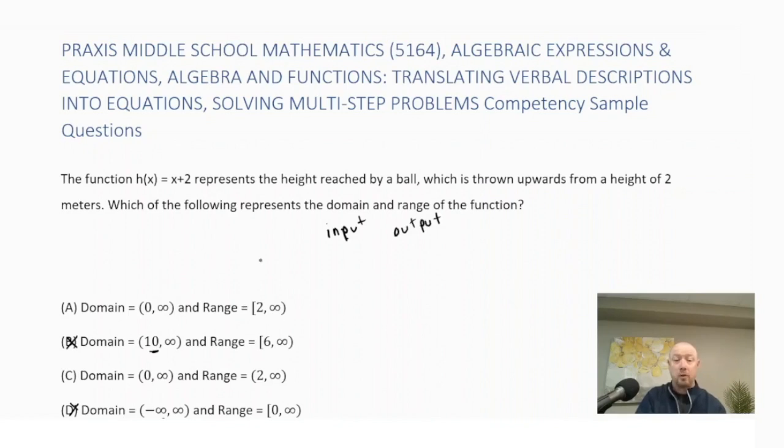Now the range, when we do our range, the range is the output, and we see we have a shift up 2. So we have a positive 2 shift. So that means we're automatically, with our range, going to start at positive 2. So that would be like the y-intercept of the graph of this. Okay, so in this case here, this doesn't include 2 because it has a parenthesis instead of a bracket. We want to include 2, so we're going to eliminate that choice. So the correct answer here is choice A.